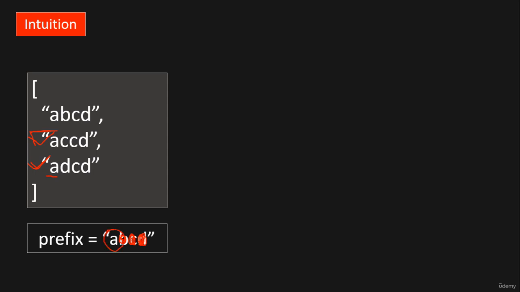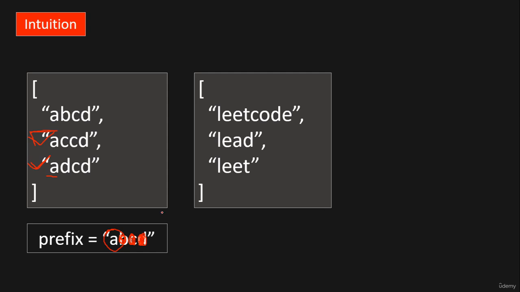Now let's take another example. For example, if you're given this array of strings, first we're going to assign the first string to this prefix variable. So we assume that the first string is our prefix. Now we're going to iterate this array from this string to the end. Now this is our current string.